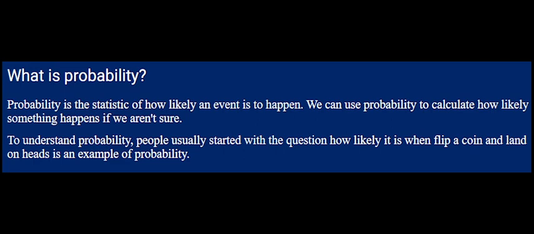What is probability? Probability is the statistic of how likely an event is to happen. For example, how likely it is to flip a coin and land on heads is an example of probability. We can use probability to calculate how likely something happens if we aren't sure.